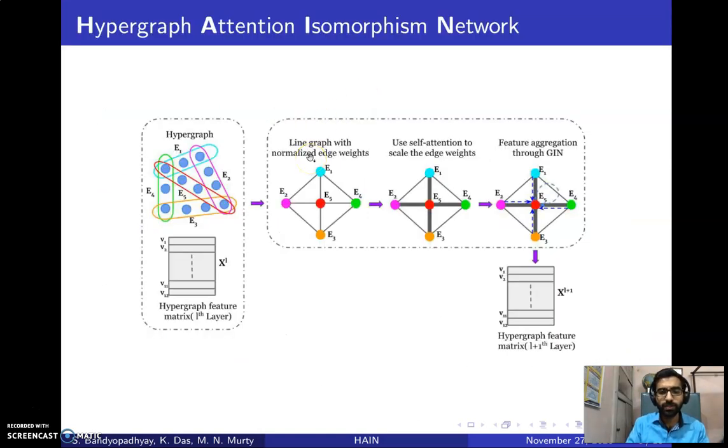So this shows the high-level architecture of the Lth layer of HAIN. Given the hypergraph along with the hypernode features, first we implicitly compute the line graph of the hypergraph. Then the self-attention mechanism is used to learn the edge weights of the line graph. Finally, we use a graph isomorphism network on the line graph. But as I said before, this is just for the purpose of illustration, because in actuality we are not forming the line graph explicitly in HAIN.